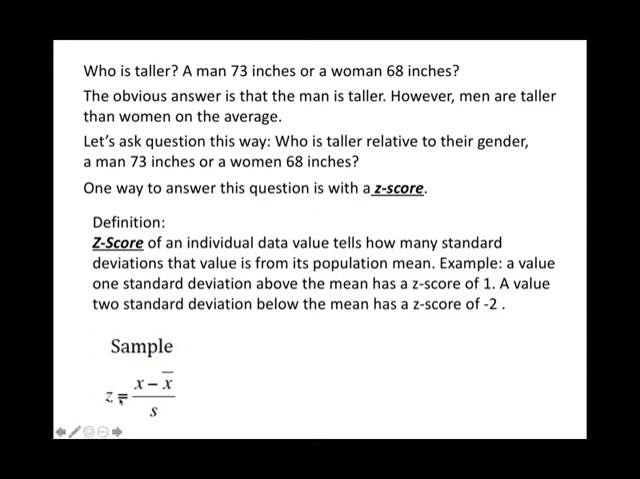So you can see this is the sample formula for the z-score. You have the value of your x, just like your 73 inches or 68 inches. And then this is the notation of the sample mean, right? So the value of x minus the sample mean, divided by the sample standard deviation. So this is how you figure out the z-score. And this is the population formula for the z-score. Same idea, the value of x minus the population mean divided by the population standard deviation.